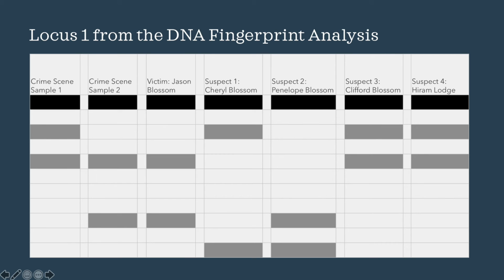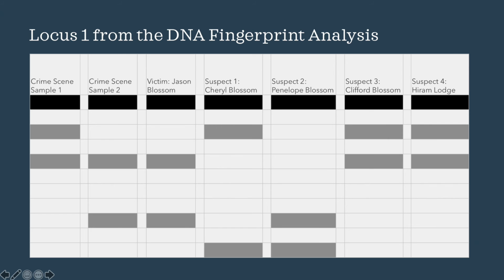If you follow victim Jason Blossom's top band, you see that it matches up with Clifford Blossom's bottom band. And Jason's bottom band matches up with Penelope's top band. Since Jason has a band that matches up with each of his parents, this does confirm that they are in fact his parents. Let's start by looking at crime scene sample 2.